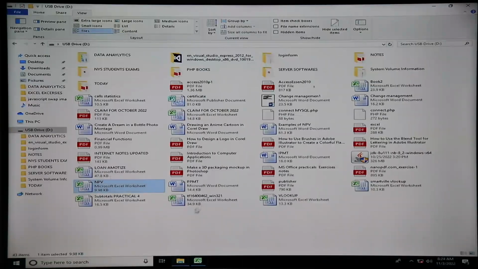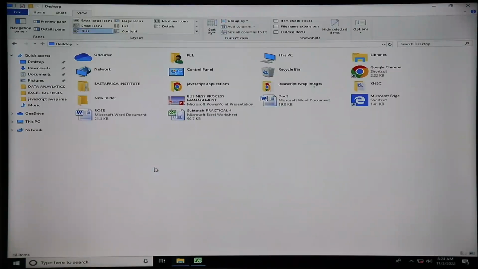From our previous lessons, we did discuss a lot of things about IPV, that is PPMT and such functions. And in the application of it, we ended up creating a loan amortization chart, which I know most of you can do now.